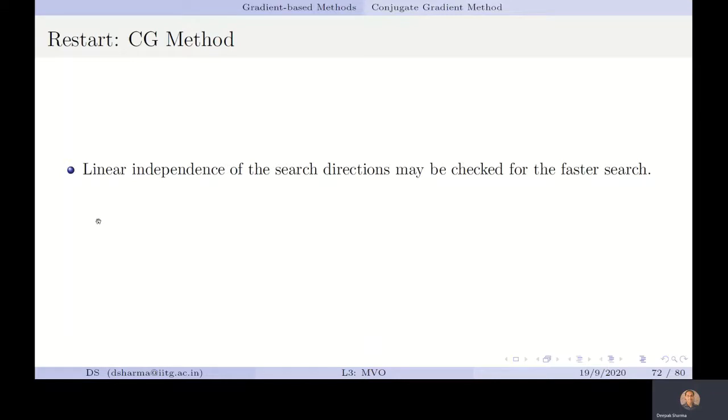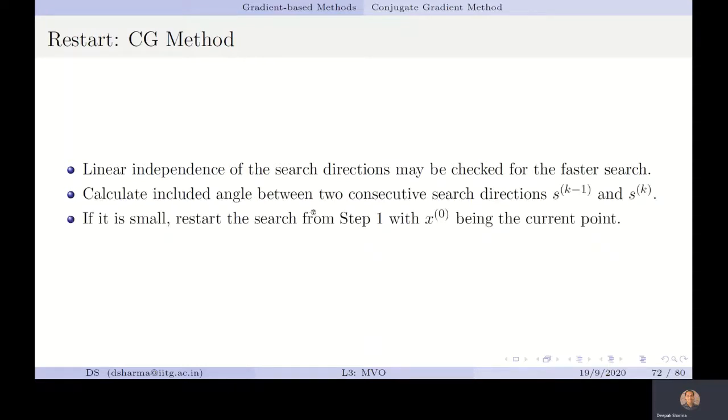Now, as I have mentioned earlier, in between, we always check the linear independence of the search directions. In this case, we will be finding the angle between the two consecutive search directions, S_k and S_(k-1). We can use the dot product and find cos theta here. If they are linearly dependent, then we have to restart. The current point will become our x0 point, and then we follow all the steps starting from step 1.